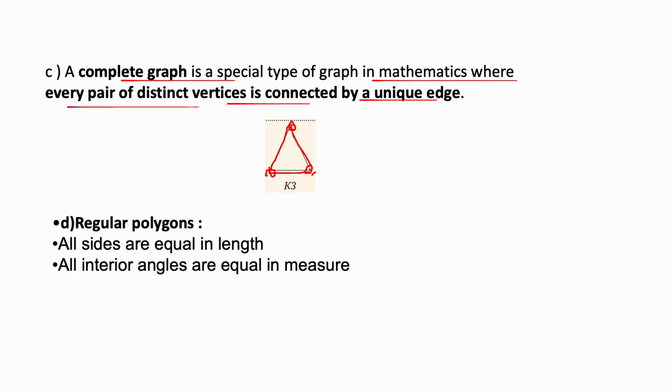Then regular polygons: all sides are equal in length, all interior angles are equal in measure. For example, an equilateral triangle: all sides are equal in length, all interior angles are equal in measure.